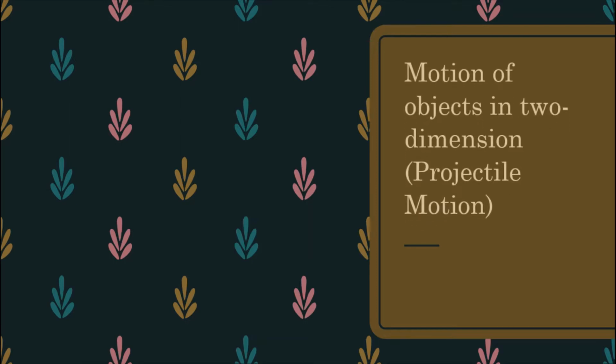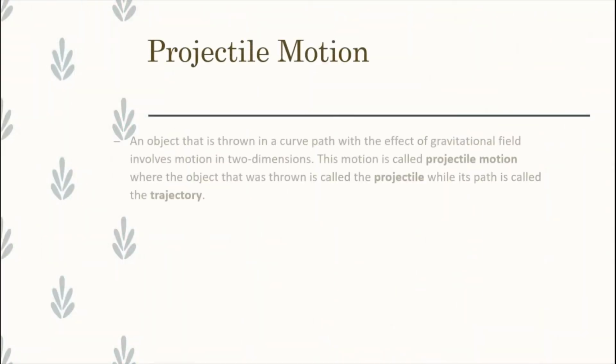Okay, so here's our topic for today, motion of objects in two dimensions, or projectile motion. Projectile motion is when an object is thrown in a curved path under the effect of a gravitational field, which involves motion in two dimensions. This motion is called projectile motion, where the object that was thrown is called the projectile, while its path is called the trajectory.